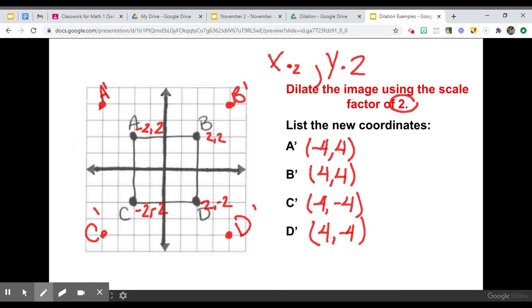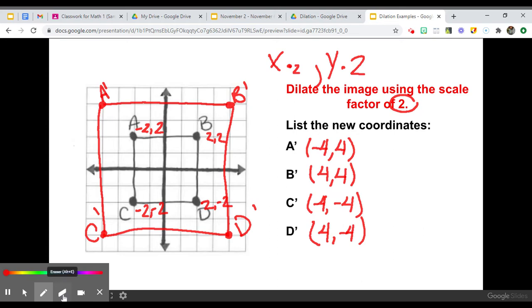And then you can simply reconnect those if you wanted to, but I believe in today's independent practice, you are just plotting the new coordinate points, and my lines are not as straight as I would like them to be for the purpose of this video, but you get the point. Because my scale factor was 2, my picture enlarged. So we're going to figure out by the end of this video what creates an image to be enlarged, and what scale factor is going to make my image reduce or shrink.